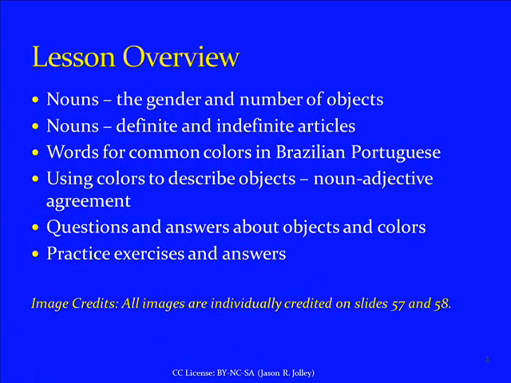Okay, so I want to begin just by giving you a quick overview of what I plan to present. We'll start off by talking about nouns, and I'll introduce the concept of gender and number of objects, and also the definite and indefinite articles, how to introduce a noun with the words in Portuguese for the, a, an, and some. And then we'll switch gears a little bit and talk about the most common terms for colors in Brazilian Portuguese. And then I'll show you a syntactic structure for describing the colors of objects, right? And you'll see the importance of noun-adjective agreement. And then finally, we'll talk about asking and answering questions about the color of objects, and I'll give you a couple practice exercises and the answers.